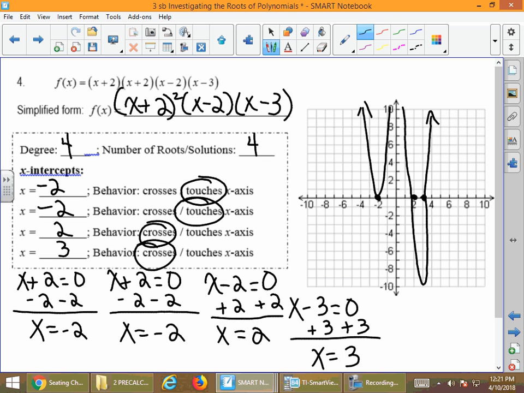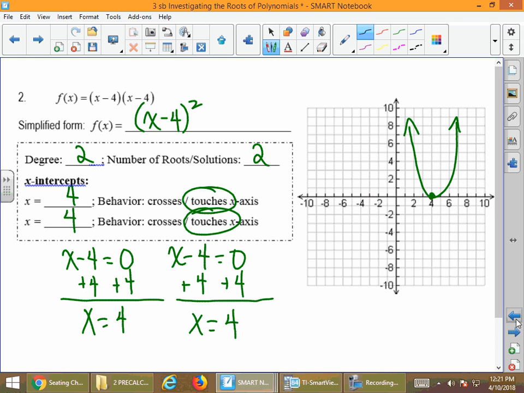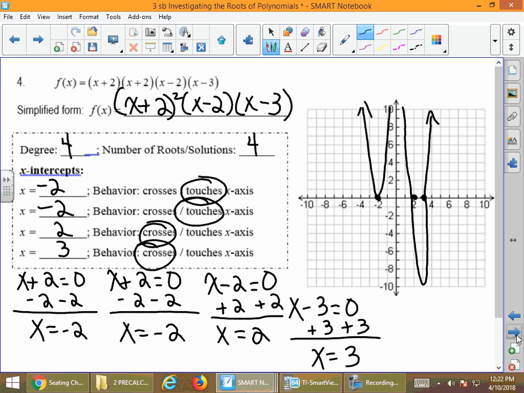If we go back for a moment here, with the x plus 2 squared, we came up with the root -2, and it touched. When we had x plus 3 squared, our root would have come from the -3, and it touched. X minus 4 squared, it touched there. So in other words, when we see this squared, it looks like we're going to have a touch process.